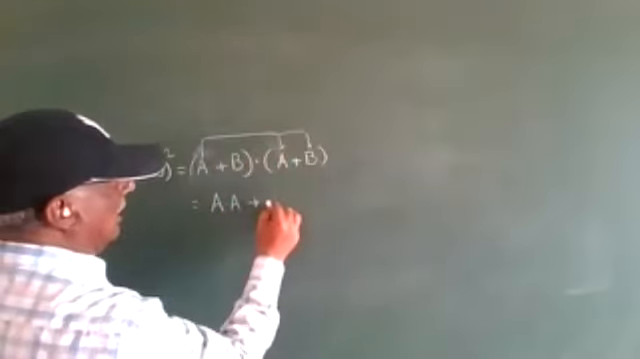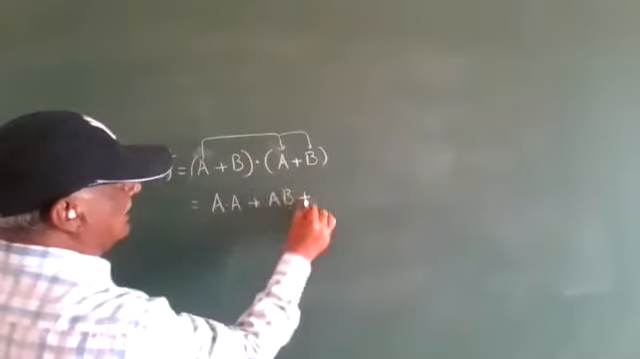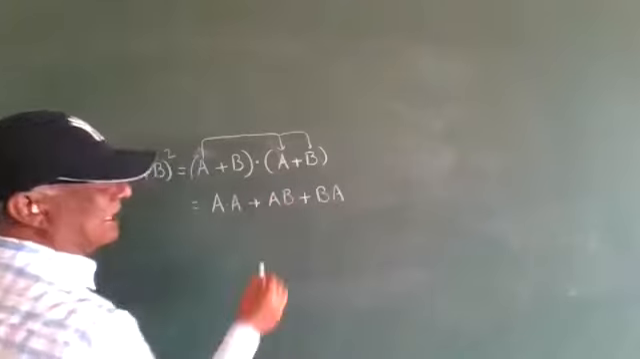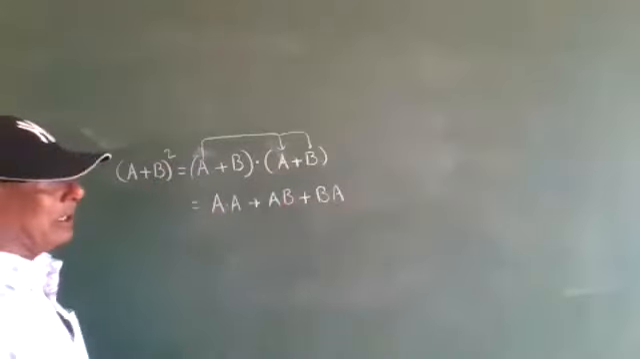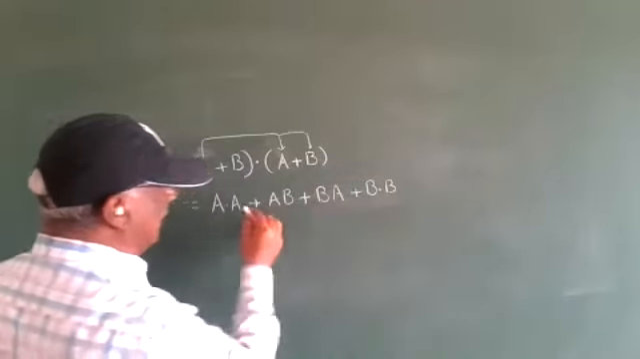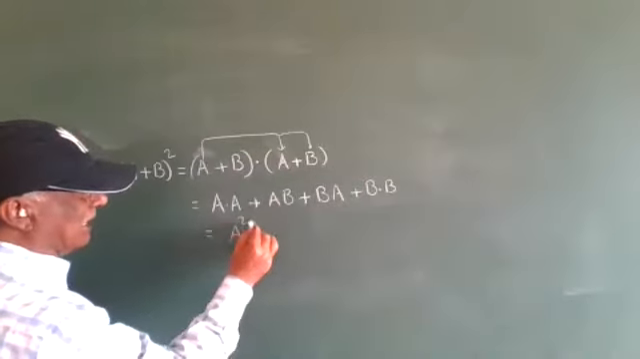A into B plus B, start with B. B into A. B is the first, A is the second, because it does not obey the commutative law. B into B, same matrix multiplied 2 times. We can write it as A square.